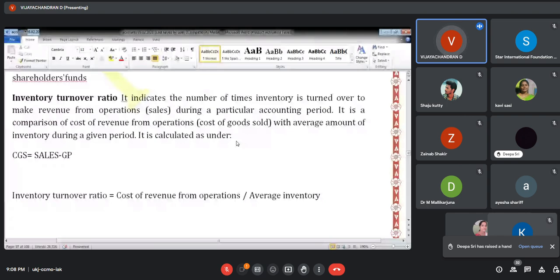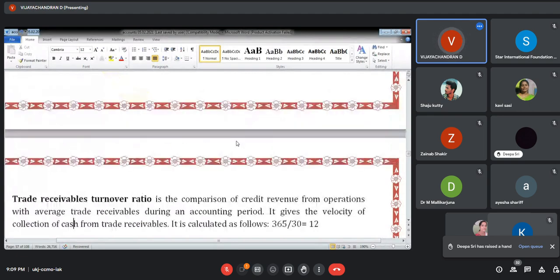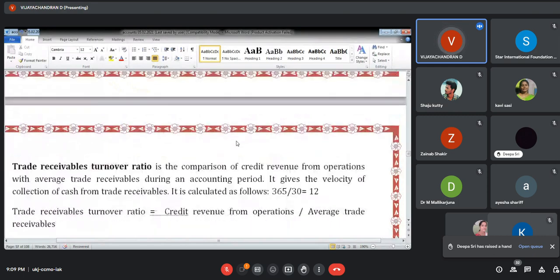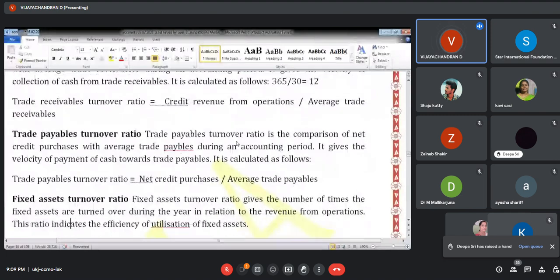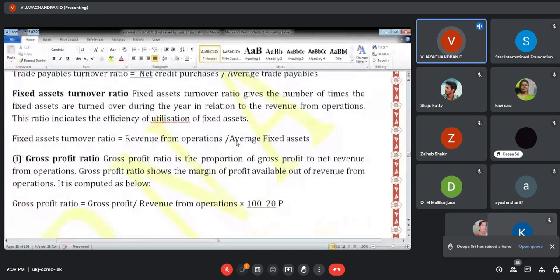The reason is inventory is always in the form of cost. Yesterday I told you, according to Accounting Standard 2. So that is the reason why you should not compare the inventory with the sales. You have to compare only with the cost of goods sold. But in the case of fixed assets turnover ratio, yes, you can take sales, you should not take cost of goods sold. Fixed assets turnover ratio is sales divided by fixed assets.